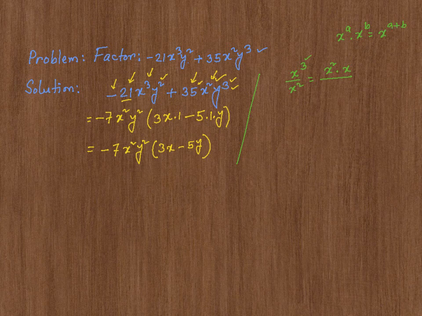So x to the power 3 is x squared times x to the power 1. 2 plus 1 is 3. And you divide it by x squared. Now this x squared and x squared cancel out. That gives you just x to the power 1, which is just x. And that's what it is. And similarly for y. So if I factor this thing, this is what I get.